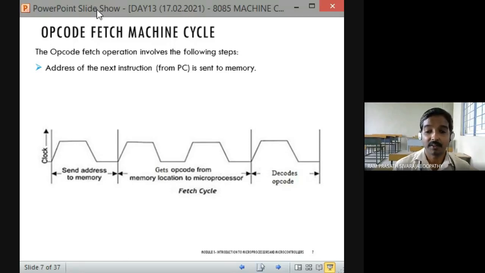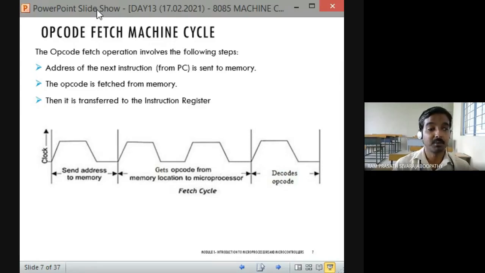So after sending the address, the opcode is fetched from the memory by generating the read signal. Fine. The processor generates the read signal such that the content of the addressed memory location, that is the opcode, comes onto the data bus. Correct? That is then transferred to the instruction register. The opcode is fetched from the memory to the data bus and transferred to the instruction register. For these two things, it takes 2 clock pulses. Getting the opcode from the memory location to the microprocessor happens in the next 2 clock pulses.